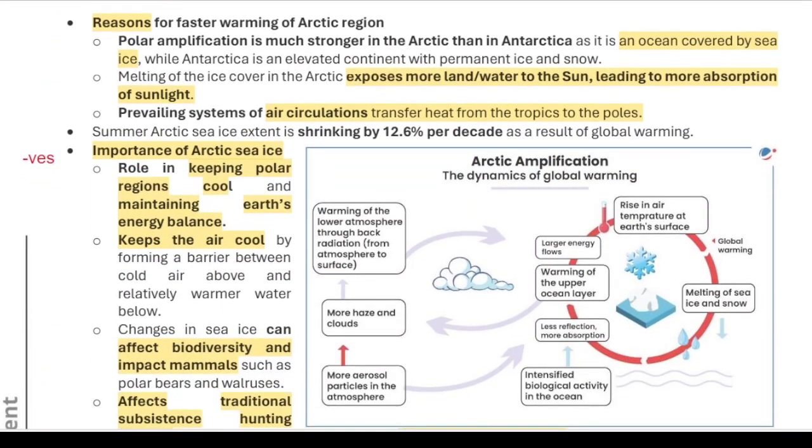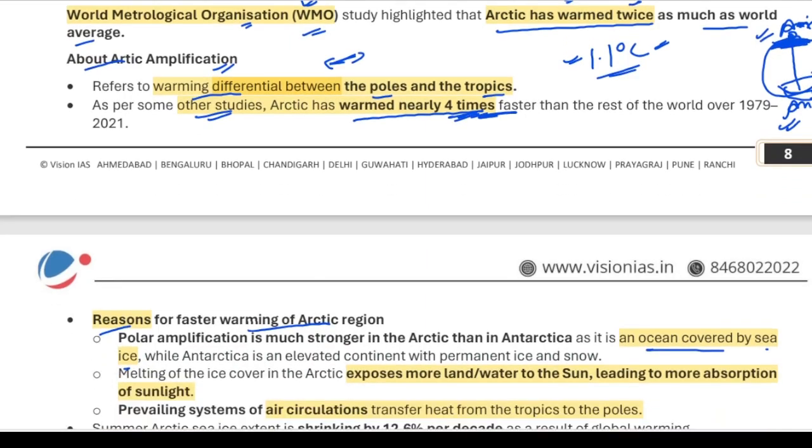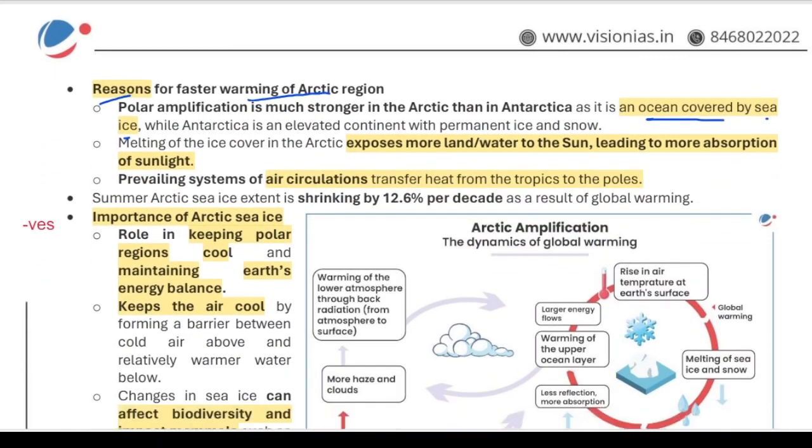Now, the reasons for the faster warming of the Arctic region. What are the reasons? First, the ocean covered by sea ice. What is the problem with the Arctic that we have read? The Arctic is covered by sea, unlike the Antarctic, which has land over which the ice sits. In the Arctic region, all the surface is sea surface; land is a very negligible part of the region. This sea surface can be heated very fast because water circulation is present in the oceans. So this is the main reason: ocean covered by sea ice.